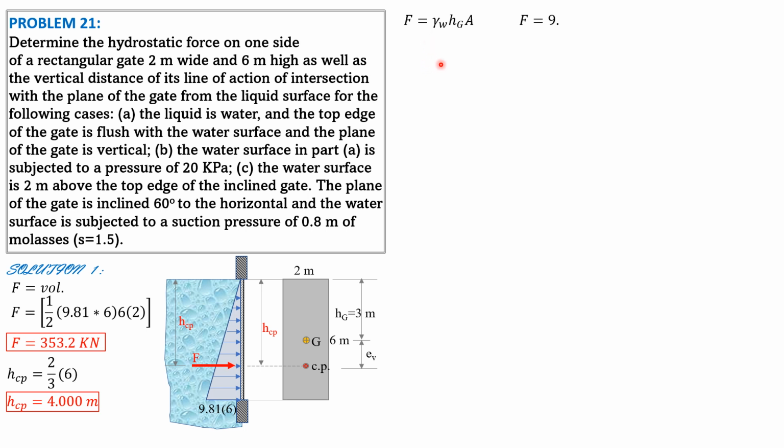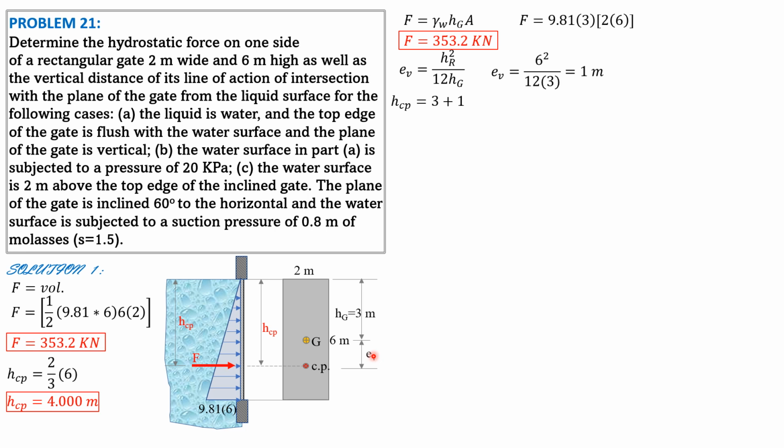So substitute: F is 9.81 times 3 times the area, 2 times 6, the plane area of the gate, or 12. So F is 353.2 kilonewtons, just like this. Then we need to solve E sub V, which is equal to the height of the rectangle squared divided by 12 Hg. Hg is 3, the height of the rectangle is 6. So 6 squared over 12 times 3, and that is equal to 1 meter. So H sub Cp is 3 meters plus E sub V, 3 plus 1, is 4 meters.